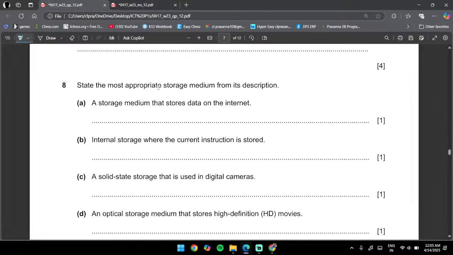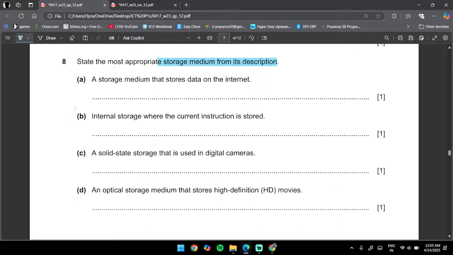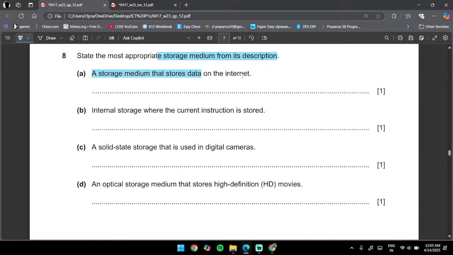State the most appropriate storage medium from its description. Okay, so a storage medium that stores data on the internet. That's my biggest hint that this is cloud storage. Easy. Internal devices where the current instruction is stored. Again, another hint. This should be RAM, random access memory, another hint.